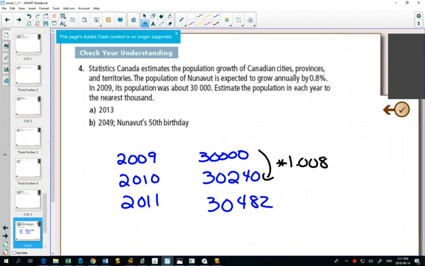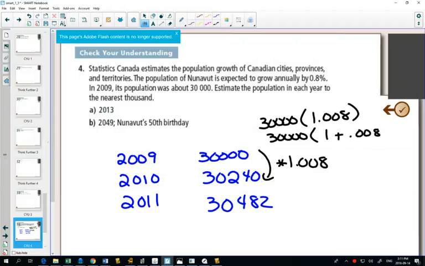Now there's a couple of explanations of why this works. One, if I take 1.008 and I multiply that by 30,000, would you agree that that's the same as 1 plus 0.008? And if I think of it that way, and I distribute this 30,000, there's my 30,000 plus my new amount. And that 1 in front combines those two.